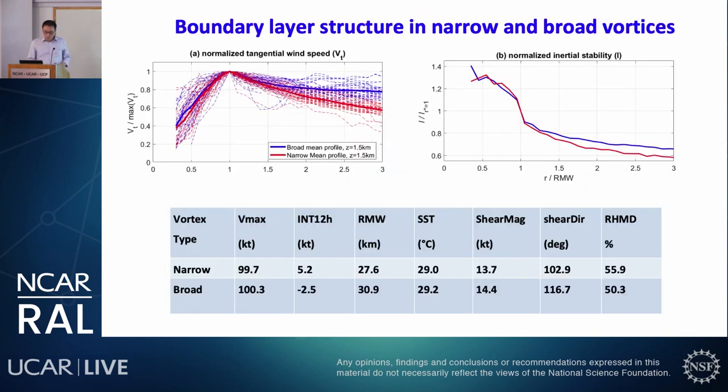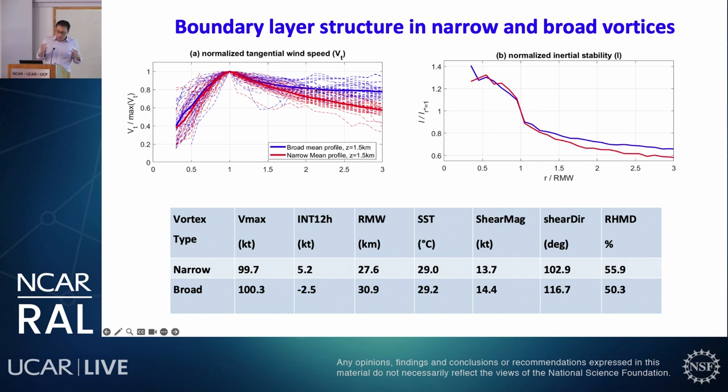And then we look at whether the vortex shape would affect the boundary layer structure or intensity change. What I'm showing here is the tangential wind speed normalized by the maximum wind speed, to make it easy to visualize the radial decay rate of the wind profiles. We look at the radial decay rates of the tangential wind, and I select the top 30% and the bottom 30% of this decay rate, using the alpha parameter from one of the Mallen et al. papers.